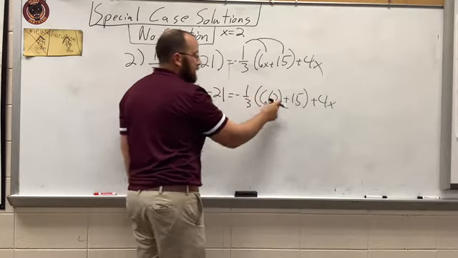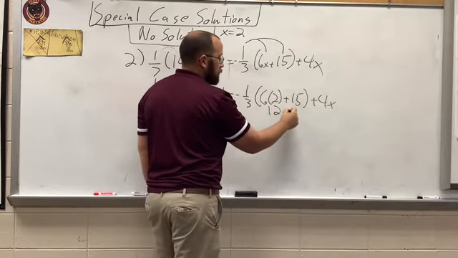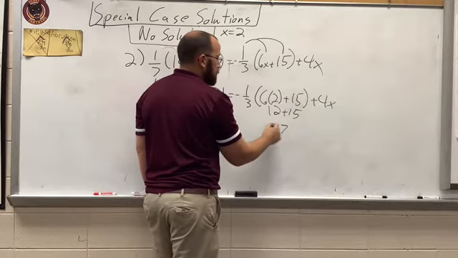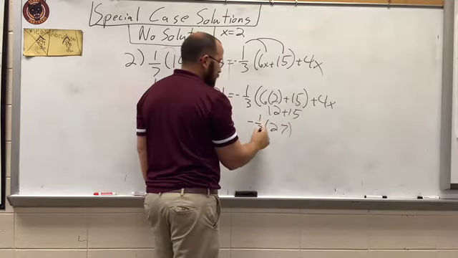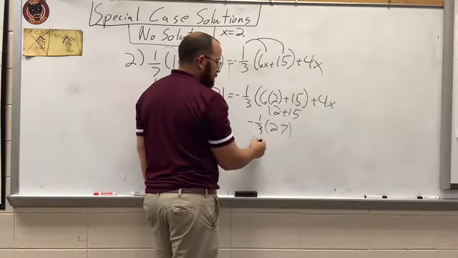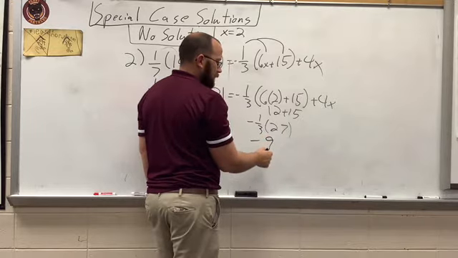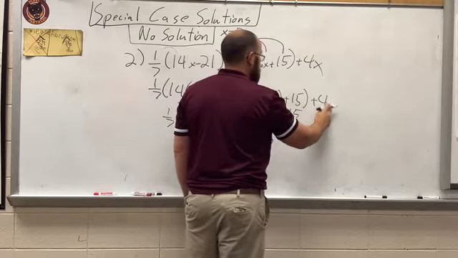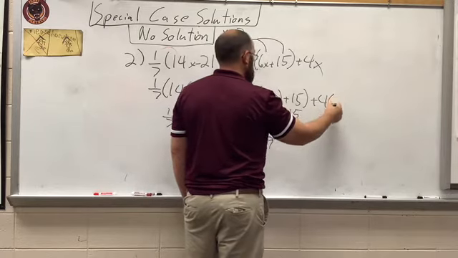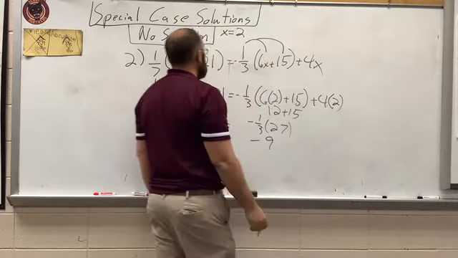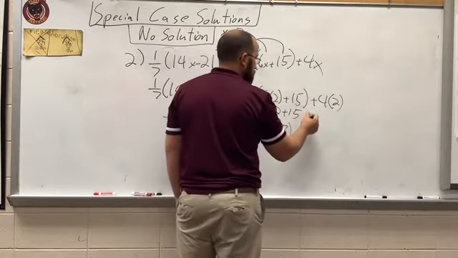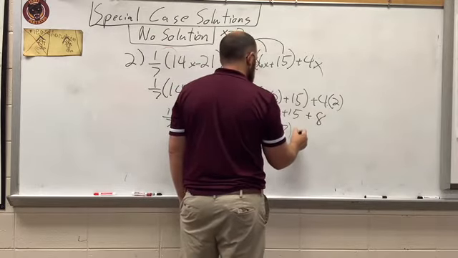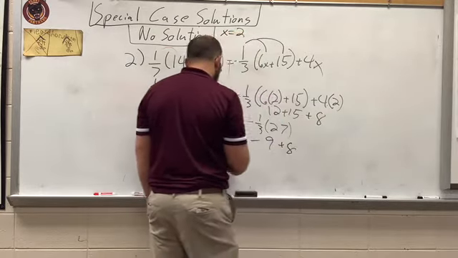So I have 6 times 2 because we're going by the order of operations. So I get 27 times negative 1/3. Multiply that, it gives me negative 9. Negative 9 out here. And I have to do 4 times 2. Right? Yep. So plus 8. So I get negative 1.